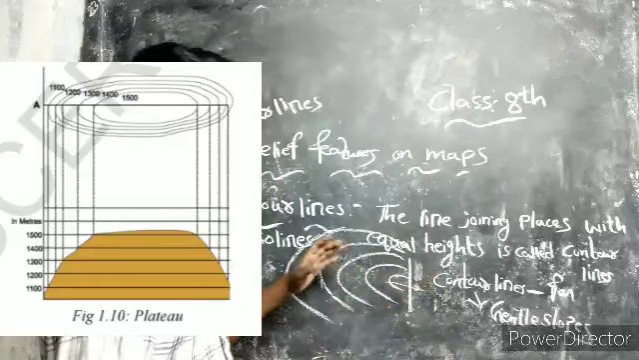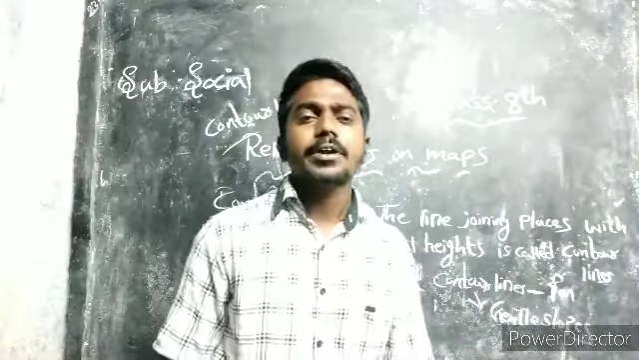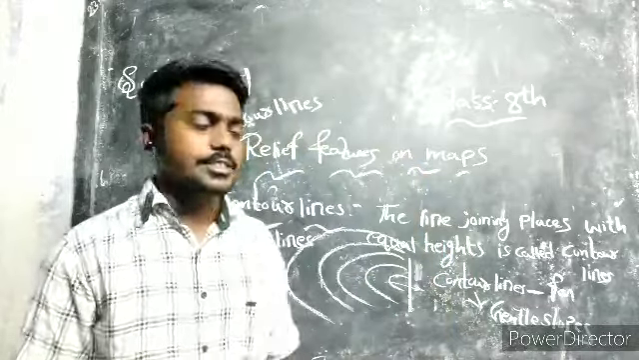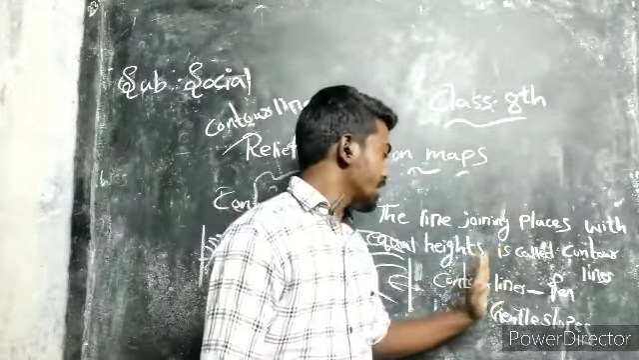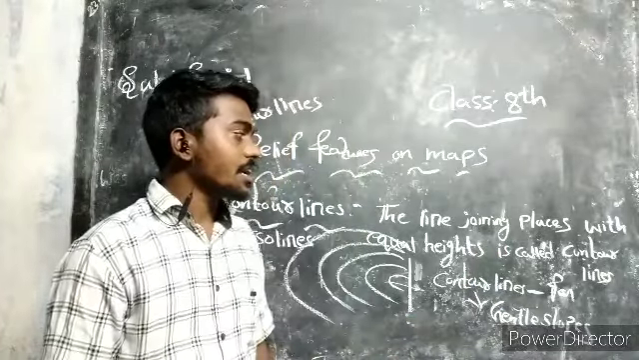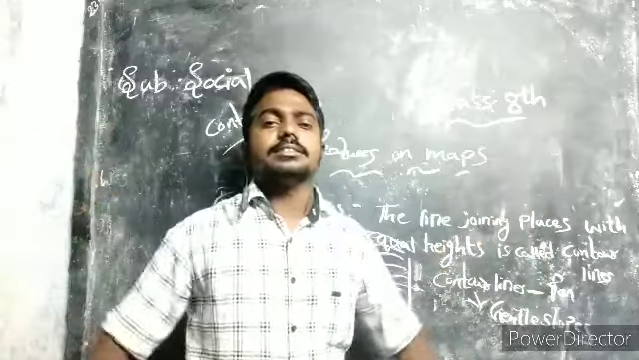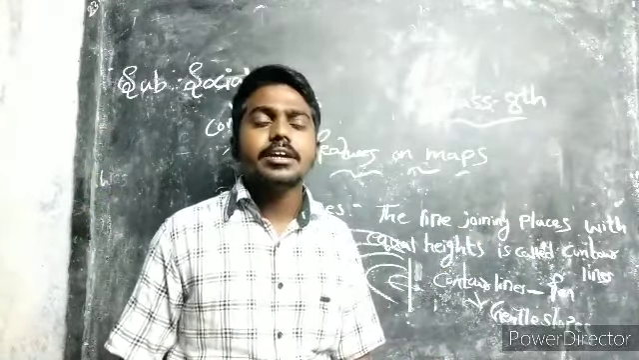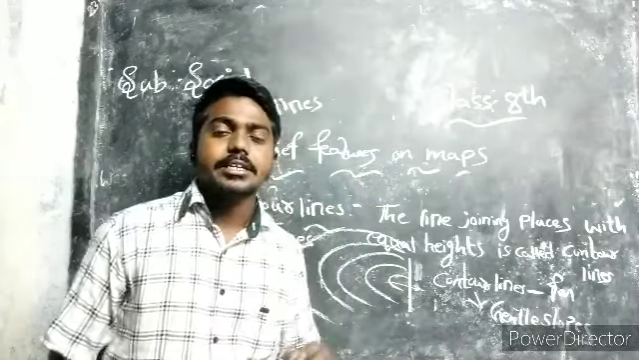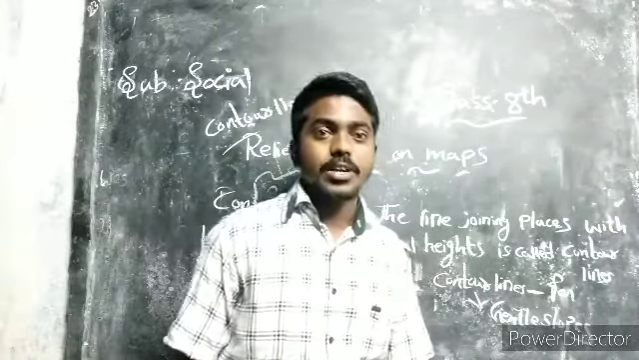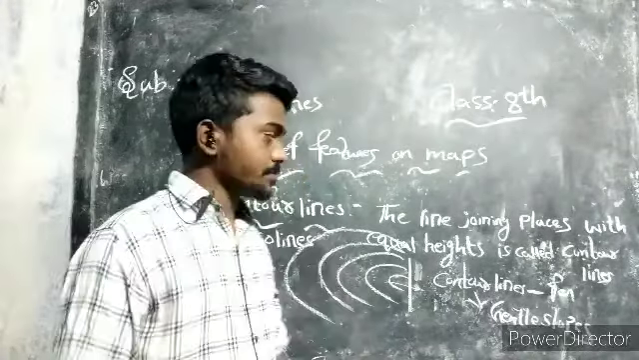Next is about the contour lines. While showing the heights on a map, we use contour lines. What do you mean by contour lines? The line joining places with equal heights is called a contour line. If the contour lines are far, it represents gentle slopes. If the contour lines are near, it represents steep slopes. If the contour lines are uniform, it shows uniform slopes.